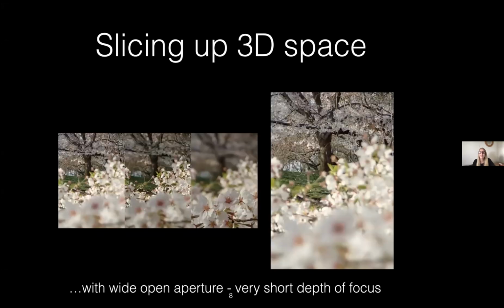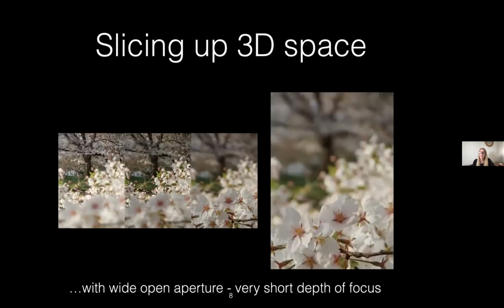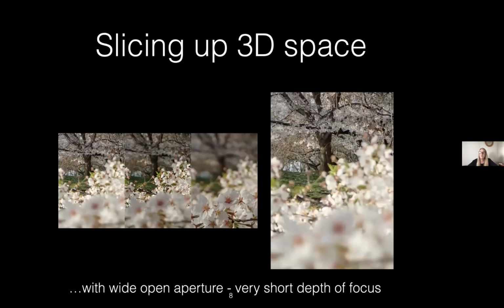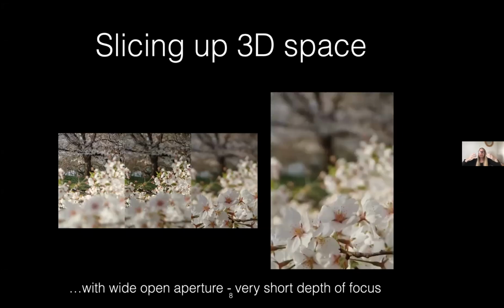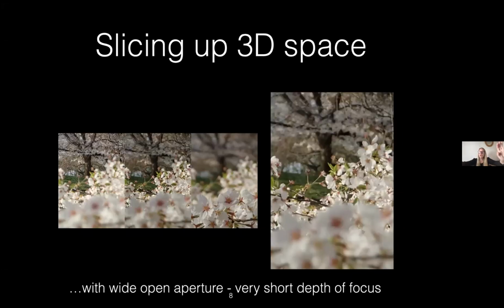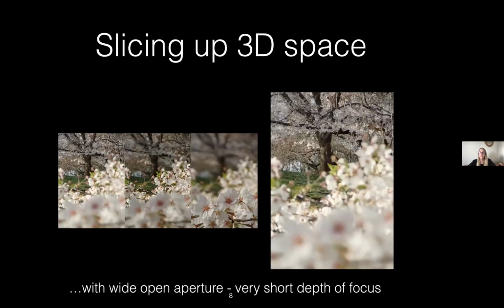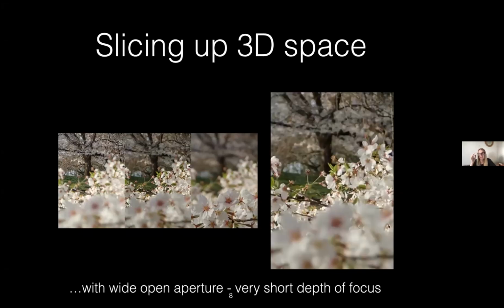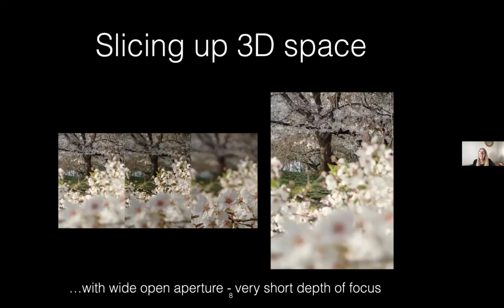The opposite way of imaging this three-dimensional world is to open the aperture as much as we can, because what we can do then is slice this world up. So this 3D scene, all of a sudden, we can choose just one plane of it to image. And the reason I chose this specimen, it's a scene, I guess.